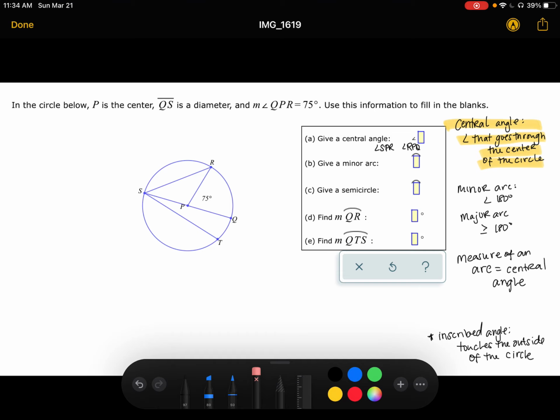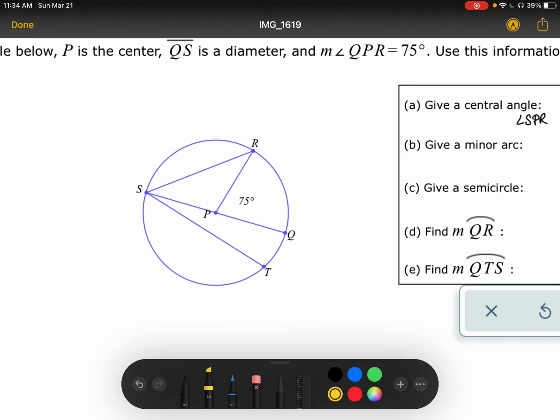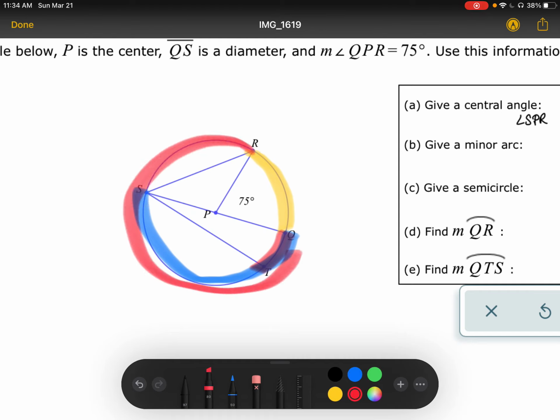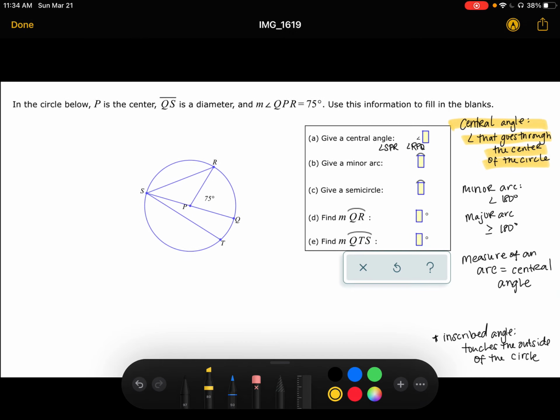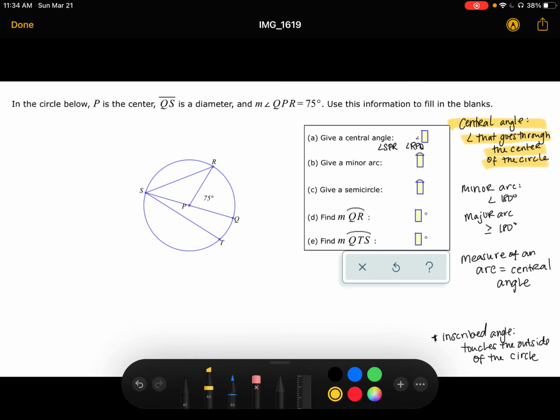Okay, so a minor arc is an arc that has a degree of less than 180 degrees. I know some of you are like, what the heck's an arc? An arc is part of the circumference of the outside. When I say circumference, I mean the edge of the circle. So an arc is like that, like that. It can be that big, it can be that much. It's just part of the outside of the circle. So a minor arc is one that has less than 180 degrees.